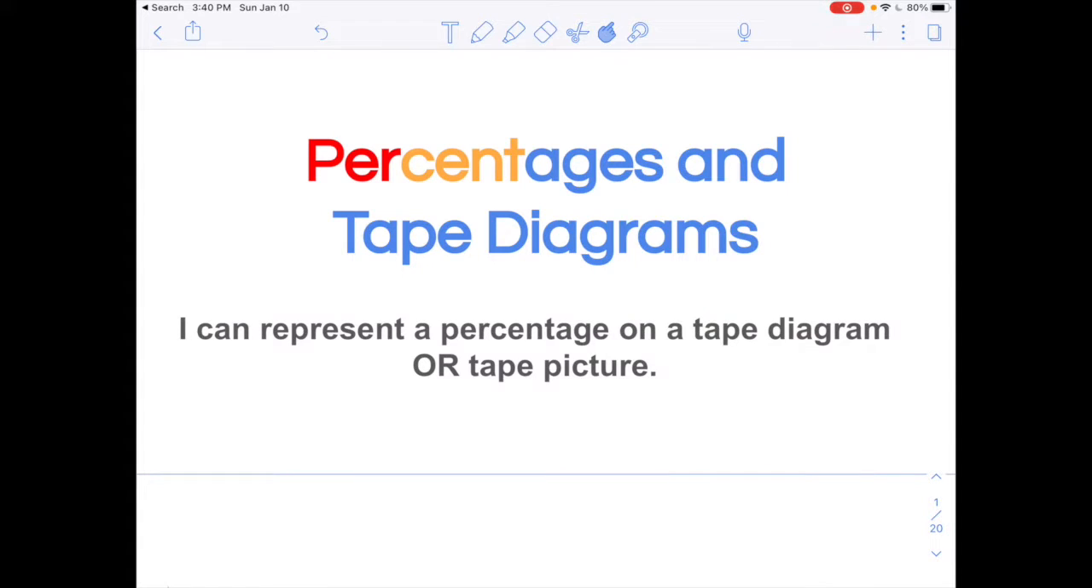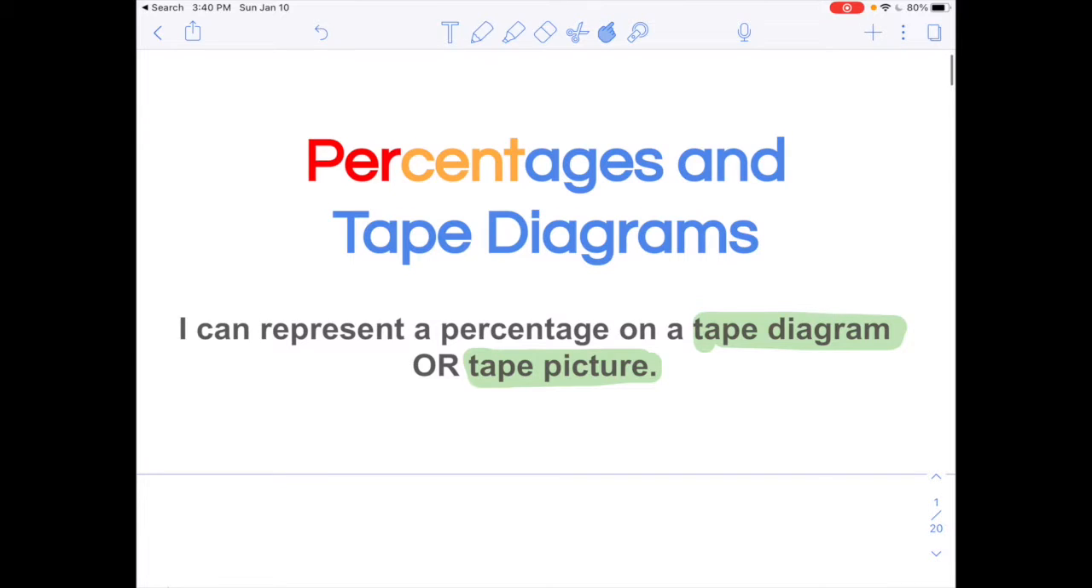After these last few days of practice, I hope you're feeling like you've got a pretty good handle on taking a percent and drawing it out on a 100 grid. Today, we're going to change it just a little bit. We are going to represent a percentage on a tape diagram, or another way of thinking about that is a picture using pieces of tape.